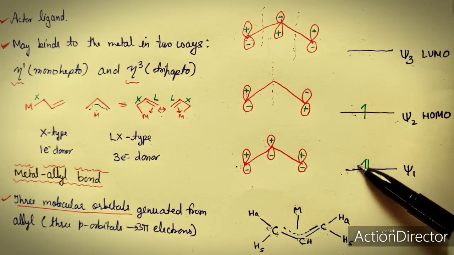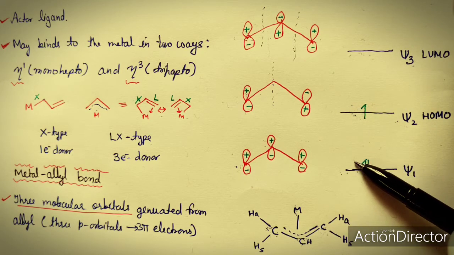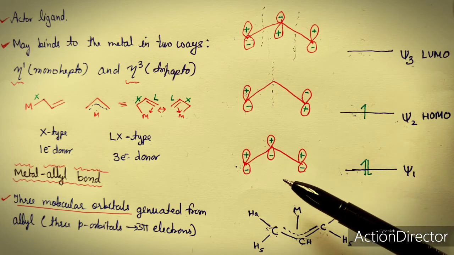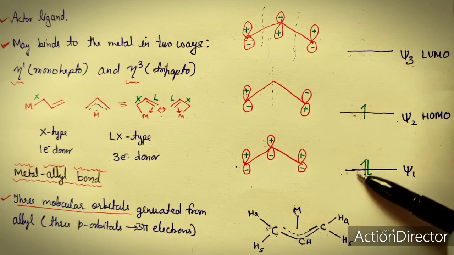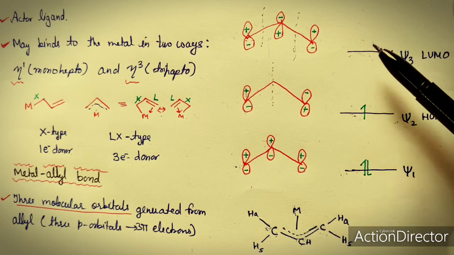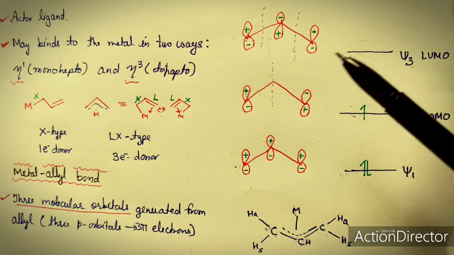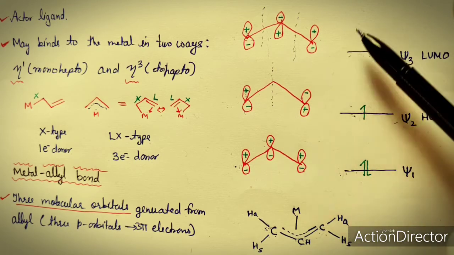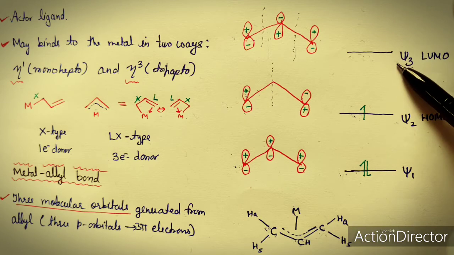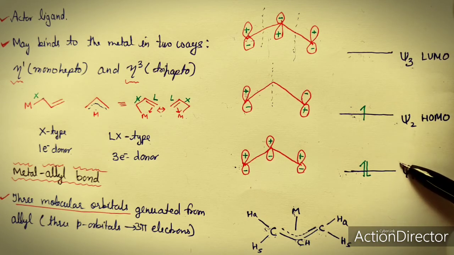You can see that these two orbitals are going to participate in sigma bonding, because these electrons can be donated by the ligand to the metal center. So this will form the sigma bond. Now this is the empty antibonding molecular orbital, and this orbital can accept electrons from the metal center so that pi back bonding can take place. So this psi 3 is going to participate in pi bonding, while psi 1 and psi 2 are going to participate in sigma bonding.